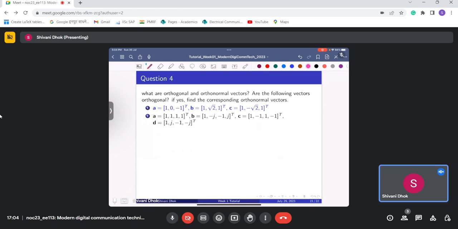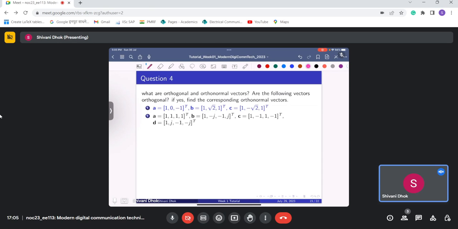So the question here is, what are orthogonal and orthonormal vectors, and are the following vectors orthogonal? If yes, we need to find the corresponding orthonormal vectors. So let us start with what are orthogonal and orthonormal vectors. Now this concept will be very relevant when we'll be doing signal space representation, Gram-Schmidt orthogonalization and those kinds of things, like equivalent vector representation, representing a signal in form of a vector, which will come in subsequent weeks.